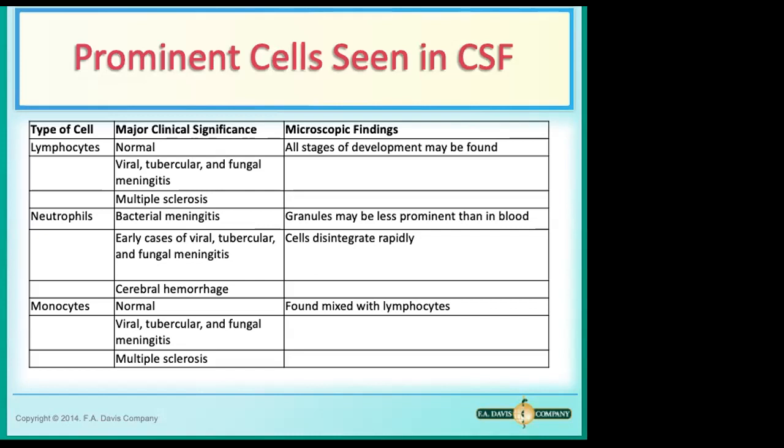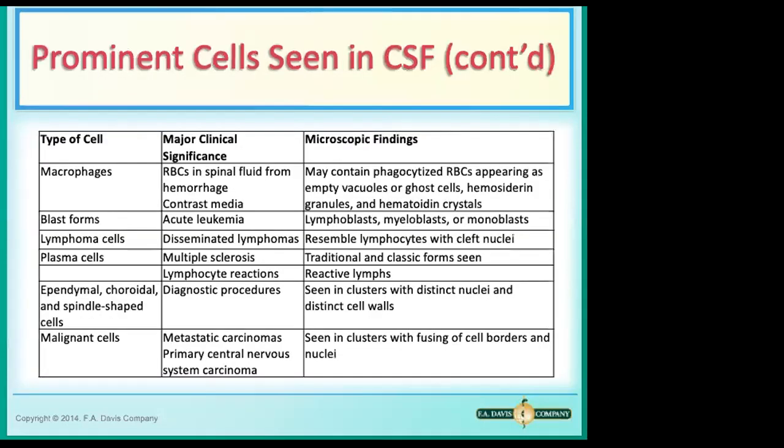All right, monocytes can be normal, but if you start seeing them in increased numbers, then we're looking at the possibility of viral, tubercular, and fungal meningitis, or sometimes multiple sclerosis. They are typically found mixed with lymphocytes. You may also see macrophages, eosinophils, blast cells, lymphoma cells, plasma cells, epidermal cells, choroidal cells, spindle-shaped cells, or malignant cells. And they all have some sort of significance here.